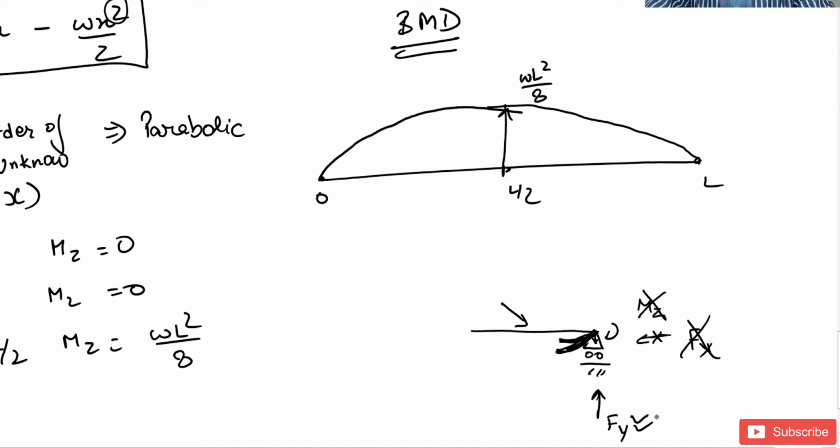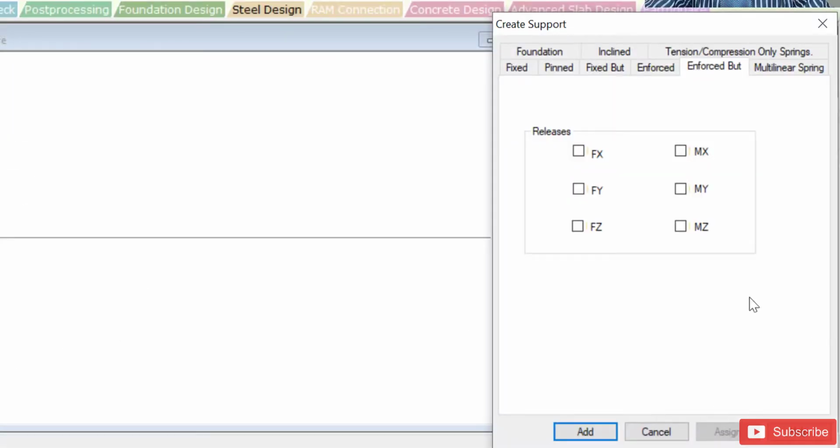So when we are going to our STAAD Pro and creating the structure, I'll just quickly go to my STAAD Pro. In this case, I'll need to release a few things. So my Fx is released, my Fz is released, my Mz is released, my My is released, and my Mx is released. It is only offering me any true resistance in the Y direction. So I'll just click on add.